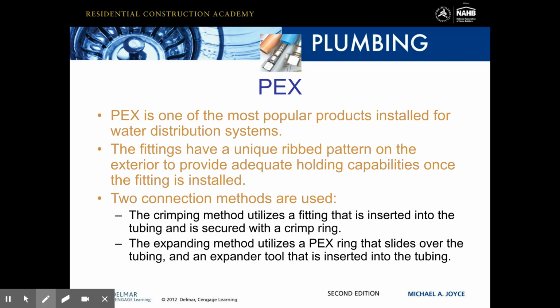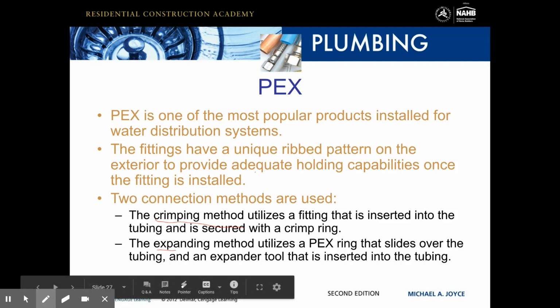PEX is one of the most popular products installed for water distribution systems. The fittings have a unique rib pattern on the exterior to provide adequate holding capabilities once the fitting is installed. And we'll go over some of this. Again, there's two types. One is a crimping and one is an expansion. And here we cover those fairly quickly.